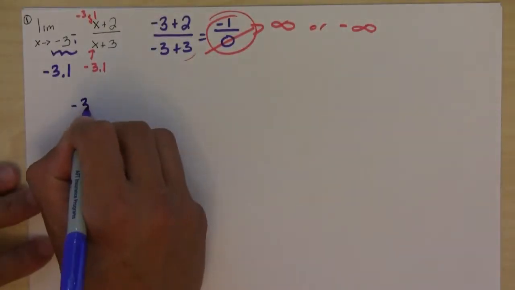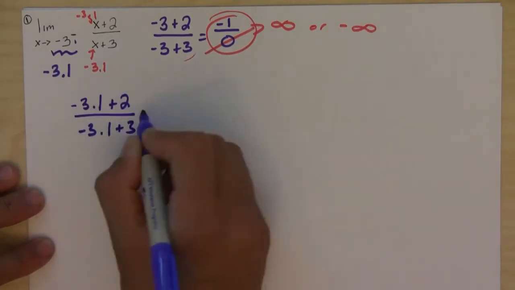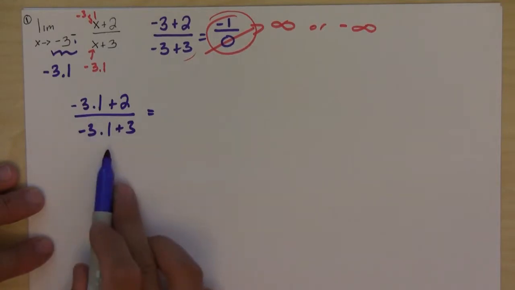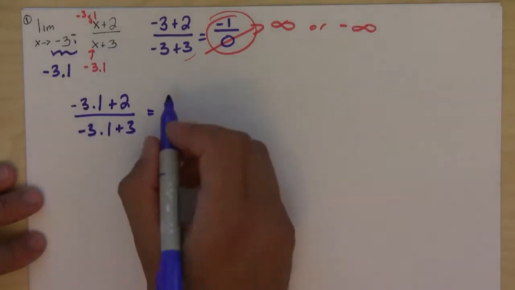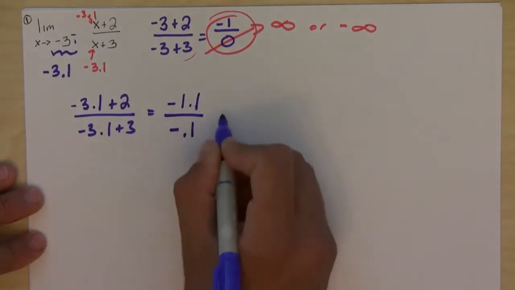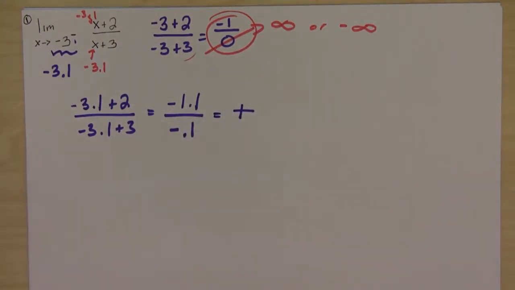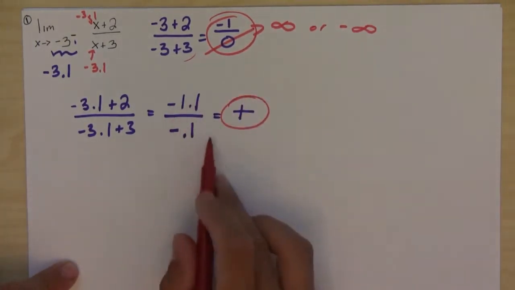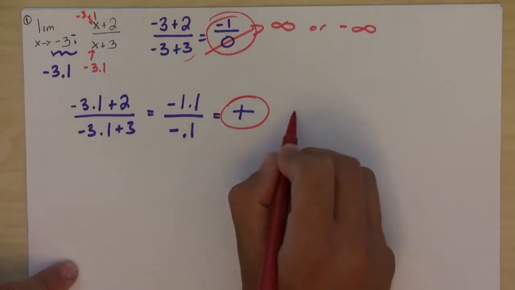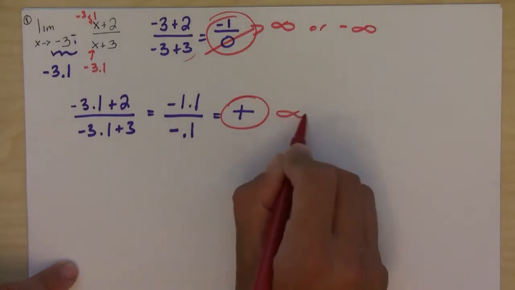Okay, so if I do that, I would get -3.1 plus 2 over -3.1 plus 3. And really what I'm looking for is, I'm trying to figure out what sign it is. So up on top I would get -1.1 over -0.1. And notice the two negatives turn into a positive. And so because this number is positive, that means that as we approach -3 from the left, this is going to positive infinity.